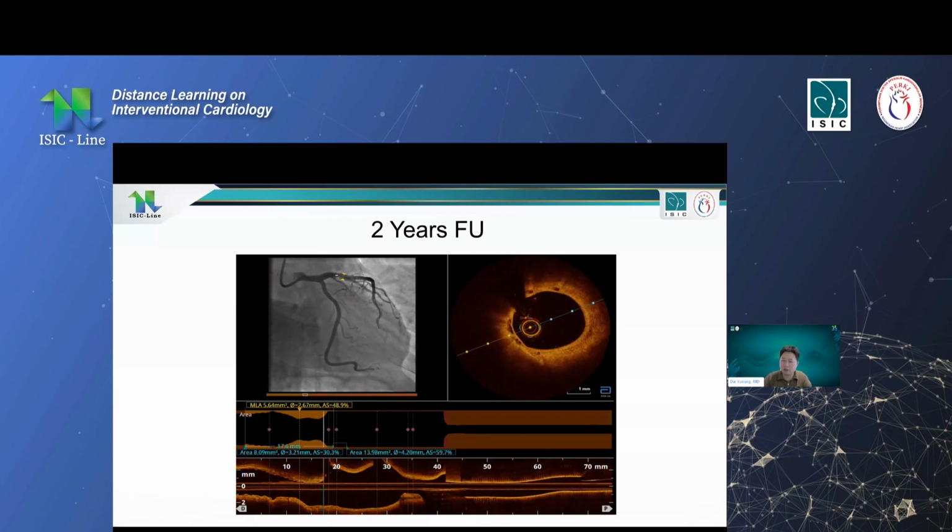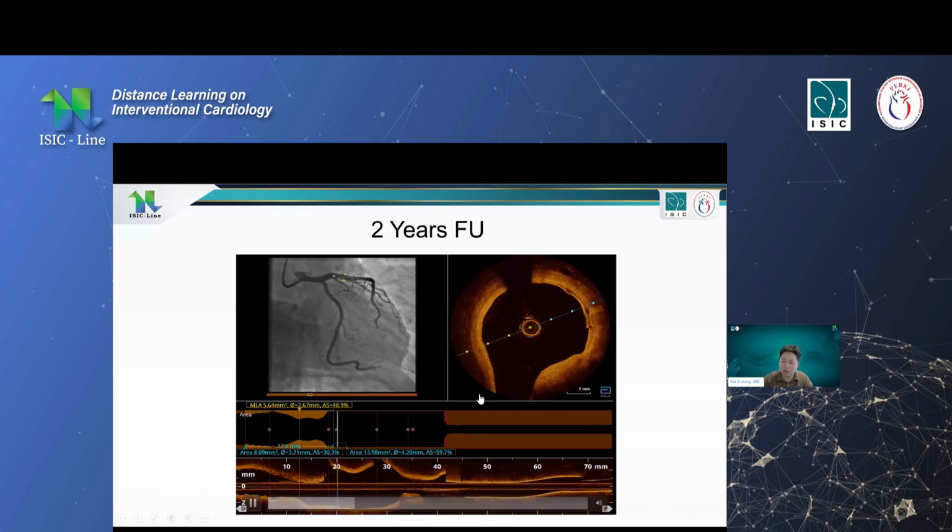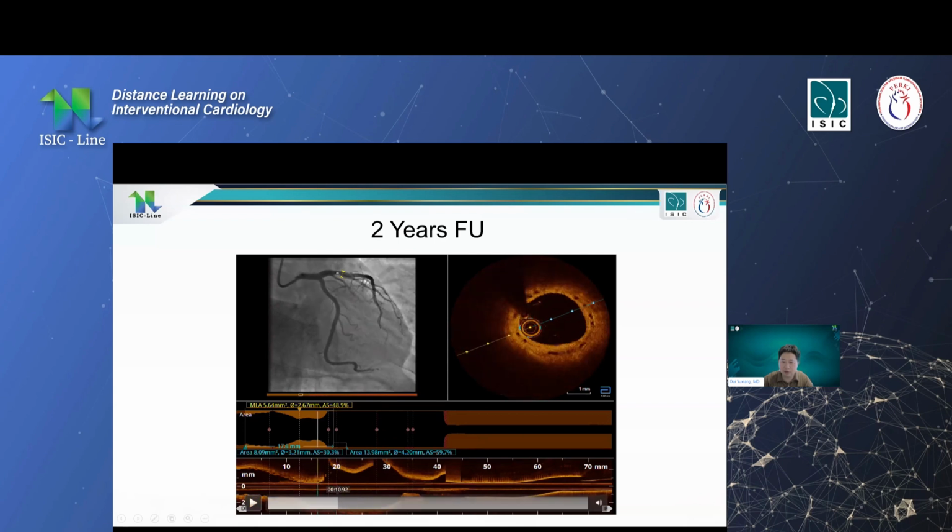And the lumen gain is also very good. You can see some struts. This is the ostium. And maybe very, very few struts are not endothelialized here.